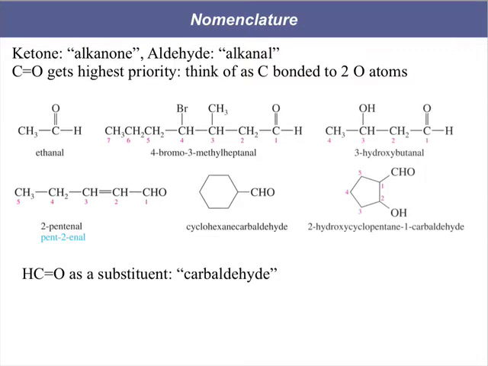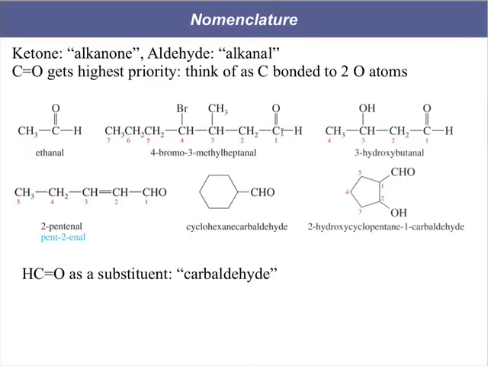Aldehydes being alkanal, a little bit simpler because by definition, the aldehyde is always going to be on the 1 carbon of the chain. So saying the location of the aldehyde is not really necessary. So we have ethanal here, which would be a 2-carbon aldehyde. Here's a heptanal, a 7-carbon aldehyde.